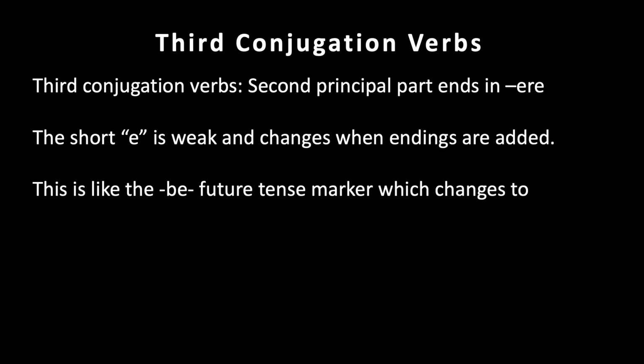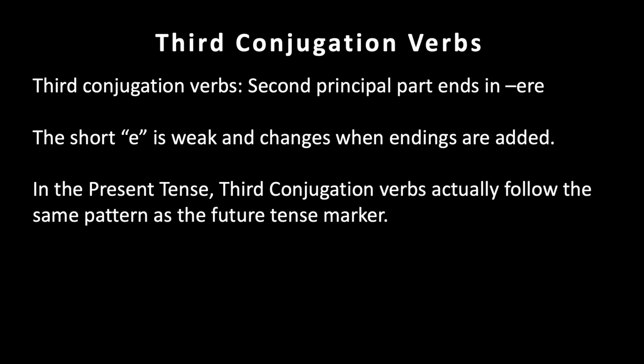So it's kind of like the BE future tense marker, which changes to bo, bis, bit, bimus, bitis, bunt. You may have forgotten that the actual tense marker for the future tense is BE, but that's what it is. We just never see that short E because when you add endings, it changes. When you add an O, the O eats the E. When you add an S or a T or a mus or a tis, the E changes to a short I. And for some reason, when you add NT, the E changes to a short U. Why? I don't know. These are just the changes that take place when you add endings to a word with a short E at the end of its stem.